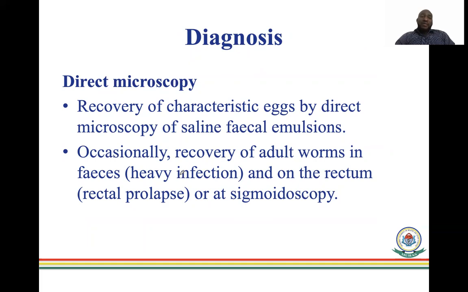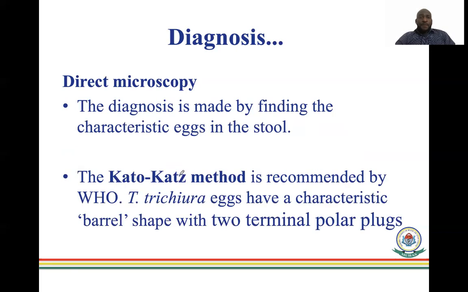You could diagnose this by direct microscopy, where you recover the characteristic eggs from saline fecal emulsions, where you collect stool samples. And there are techniques, like a technique known as Kato-Katz. It's another useful technique for you to know. I'll mention it later. And also occasionally, you may recover adult worms in the feces, especially when there's heavy infection, or during sigmoidoscopy, like the video I just showed you in the past few minutes.